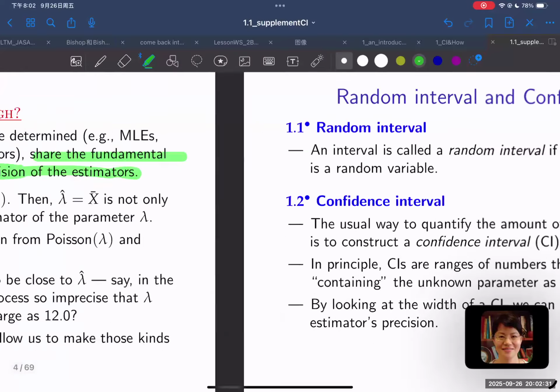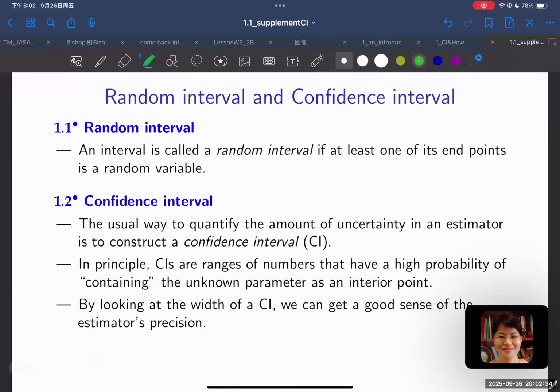And then the next one, like random interval. So what does a random interval mean? We mention random interval.